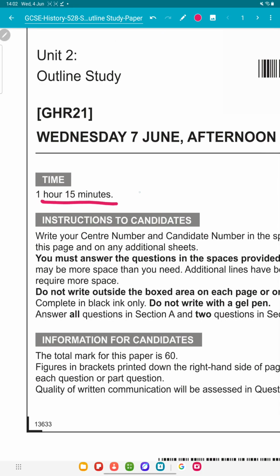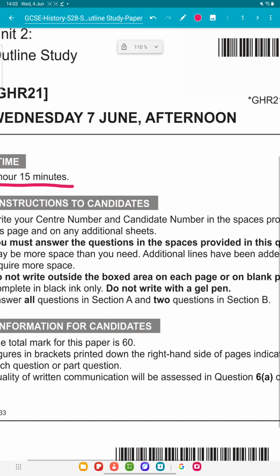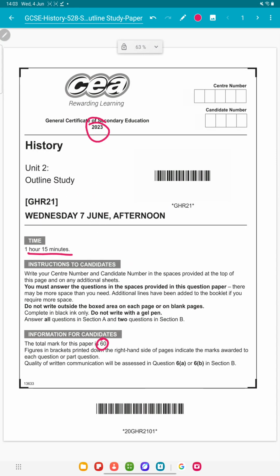Okay, so the paper itself is an hour and 15 minutes. Tomorrow morning you're in at 9:15, so you will be out of there at 10:30. There's 60 marks for the paper, so that's roughly a minute and a quarter, a minute and 15 seconds for each mark. Just use that idea to keep you on time.